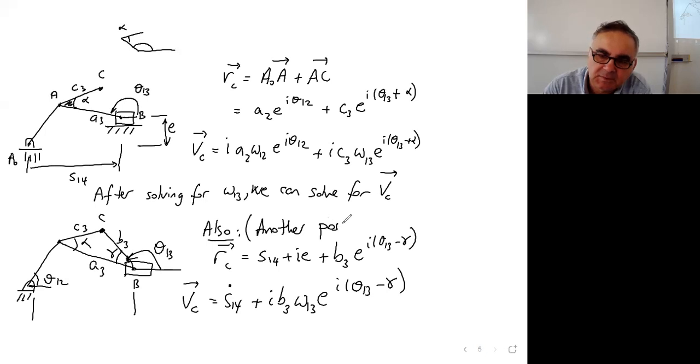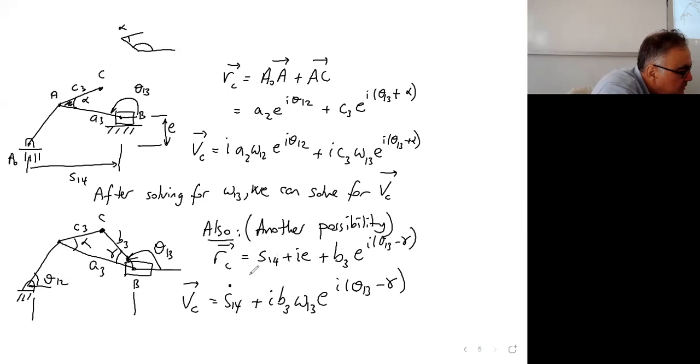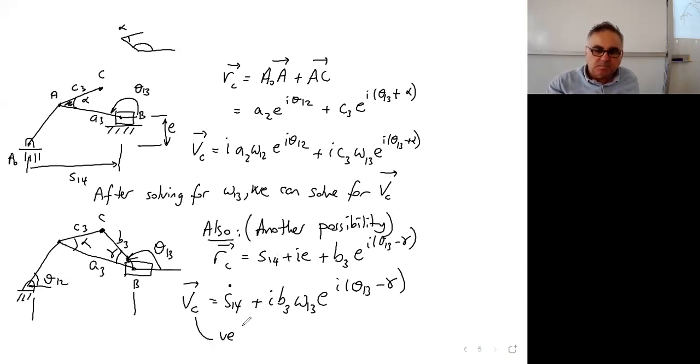Another possibility, let's see. What I mean is, after solving for the loop equation, we can find the velocity of any point inside the mechanism by using these vector relationships.